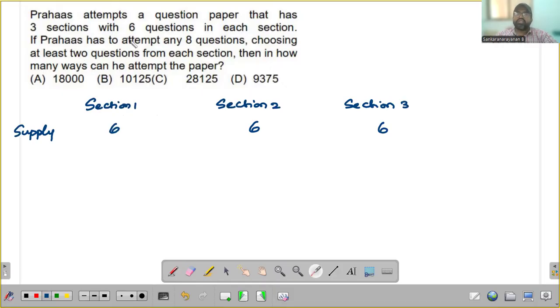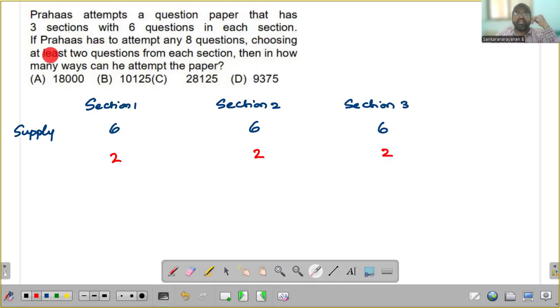Now, if Prahas has to attempt any 8 questions, choosing at least 2 questions from each section, in how many ways can he attempt the paper? That is the question. So let us satisfy the condition: 2 questions from each section. 2 plus 2 is 4, 4 plus 2 is 6. He has taken care of that. Now, 2 more questions are to be considered so that the total he is attempting is equal to these 8 questions. So I have satisfied the minimal condition 2, 2, 2.